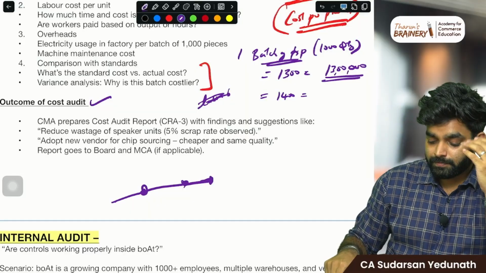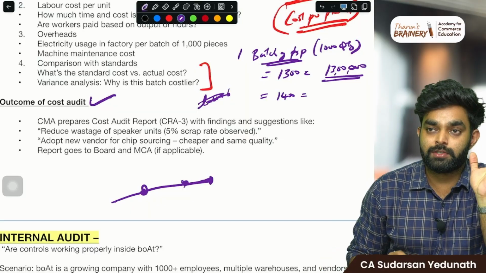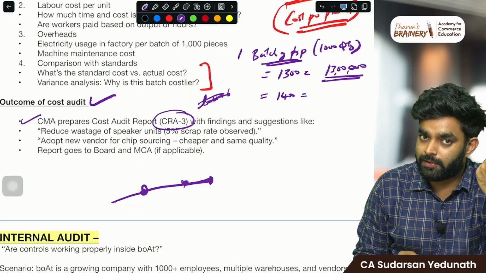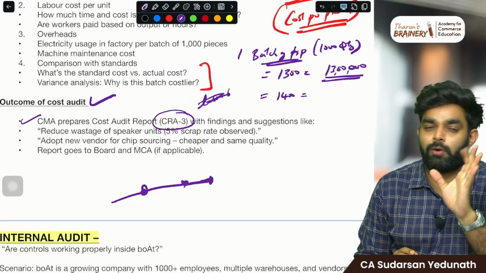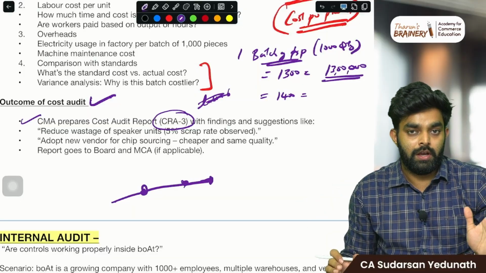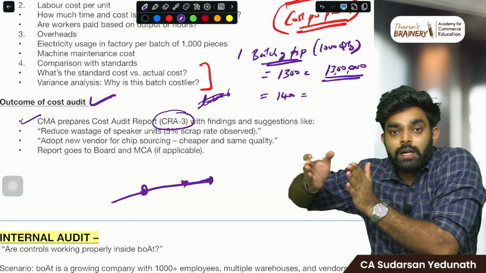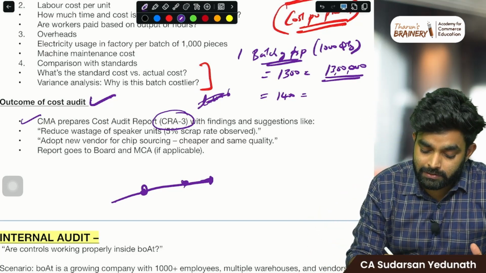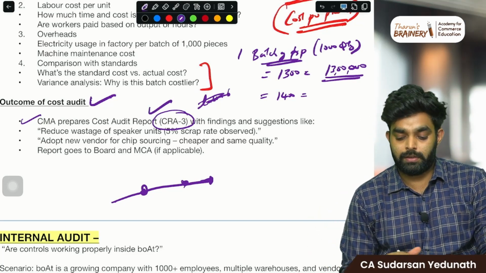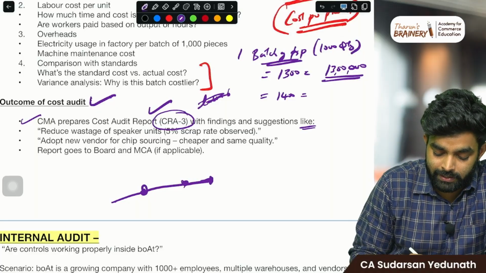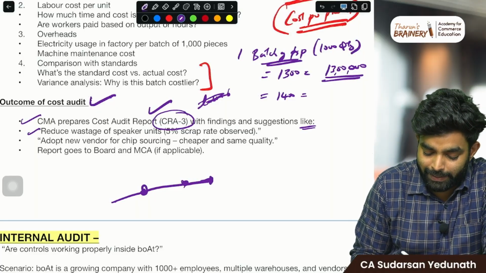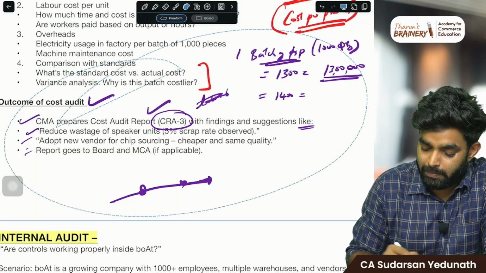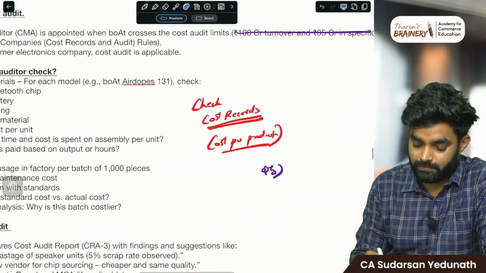Now tell me, what is the outcome of this cost audit? CMA prepares a cost audit report. In case of most of the audits, once the audit is done, we will prepare an audit report about how we did the audit, what conclusions we have as an auditor from doing the audit. Everything will be mentioned in this cost audit report, with the findings and suggestions like reducing the weightage of speaker units, 5% scrap, all these things. Our suggestions, everything can be mentioned. Okay.